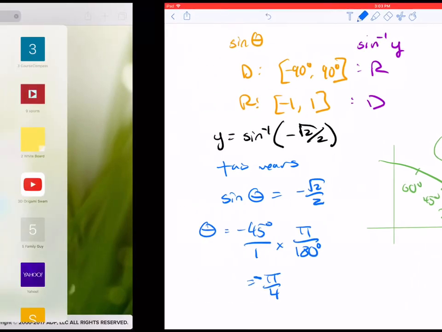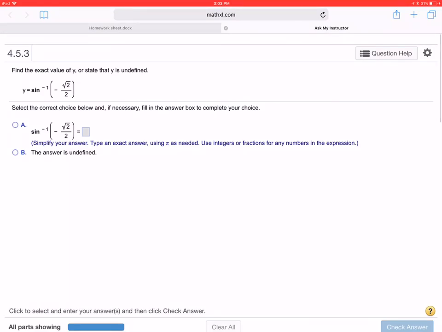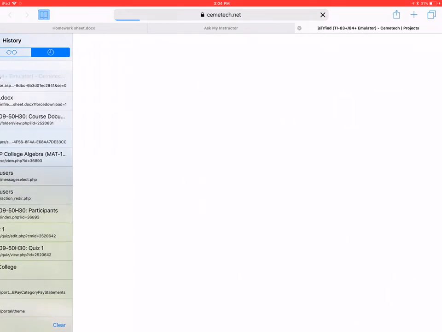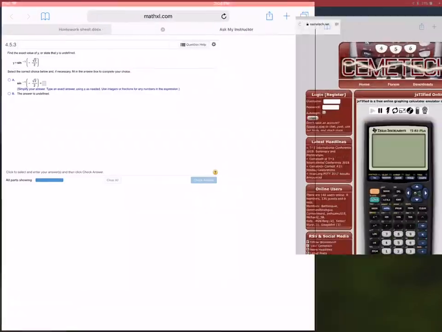Okay, let's see. Find the exact value of y. So sine of what angle? So it should be negative 45. So before I check it here, I would like to run my calculator and check it in my calculator.